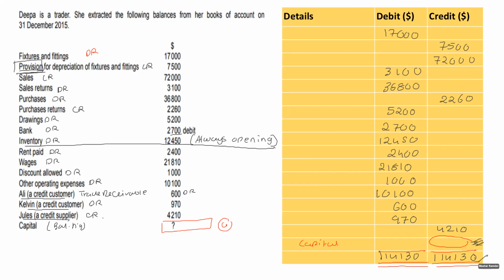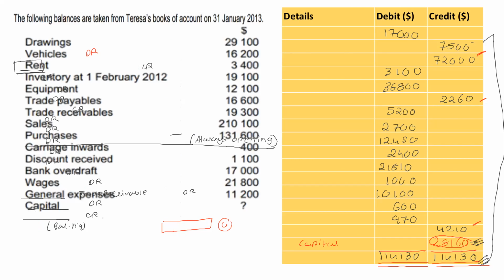So from 1,14,130, I would subtract first the 7,500. Then I would subtract the 72,000. Then I would subtract the 2260. Then I would subtract the 4210 to arrive at the capital, which is 28,160. Very well. You can proceed with the next sum.